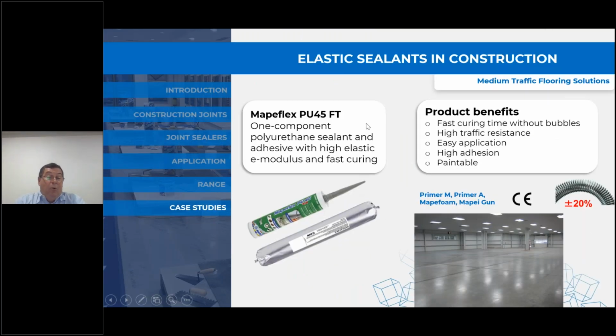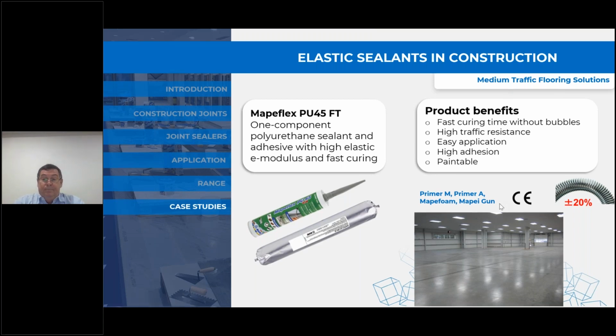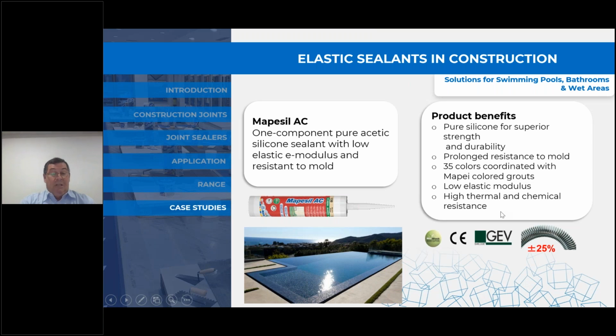We look at PU45FT. I said before that the polyurethanes have very good tear resistance and are more robust. So being fast curing with no bubbles, most suitable for high traffic resistance, easy to apply, have very good adhesion, and again, can also be painted. We'll look at the silicones. Mapei AC, pure acidic cure silicone with low elastic modulus, perfect for swimming pools, both in and around the swimming pool, and all wet areas because of its mold resistance.